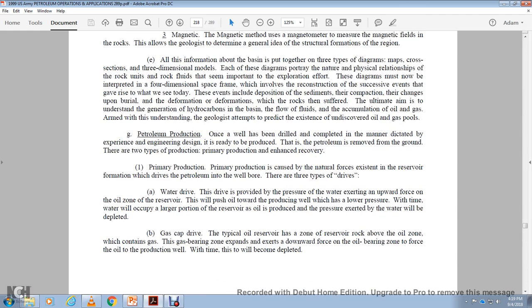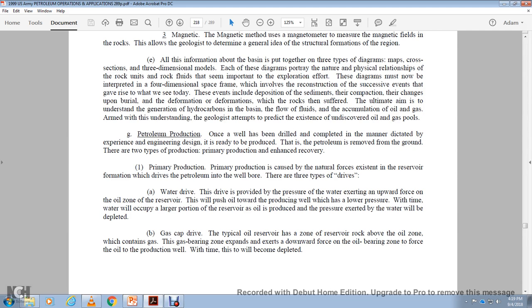Once a well has been drilled and completed, engineering design is used to produce the petroleum and remove it from the ground. There are two types of production: primary production and enhanced recovery. Primary production uses the natural force that exists in the reservoir formation to drive the petroleum into the well bore. There are three types of drives.